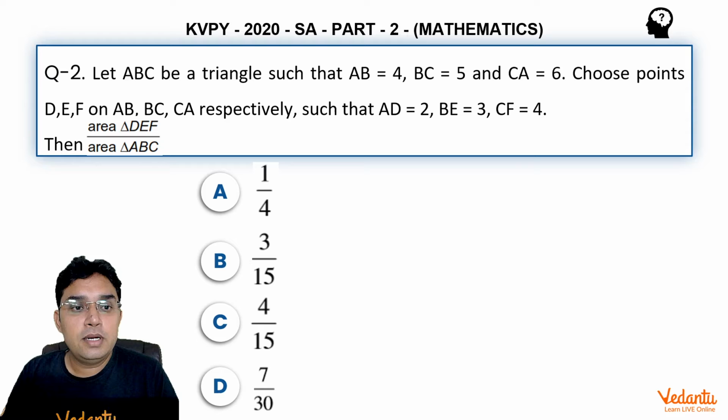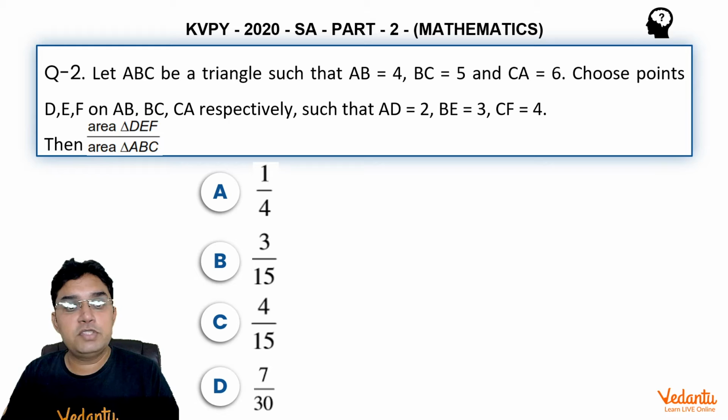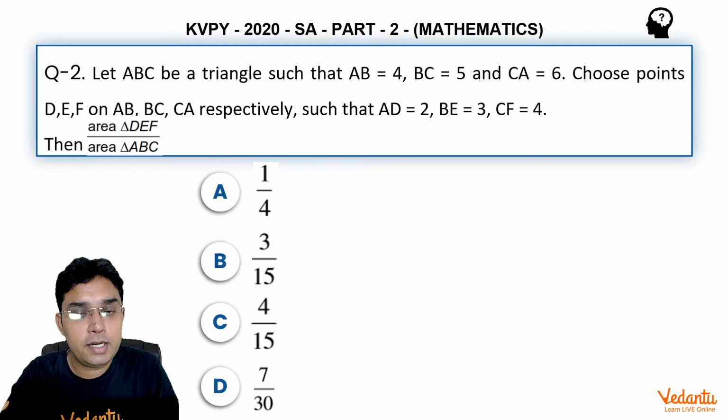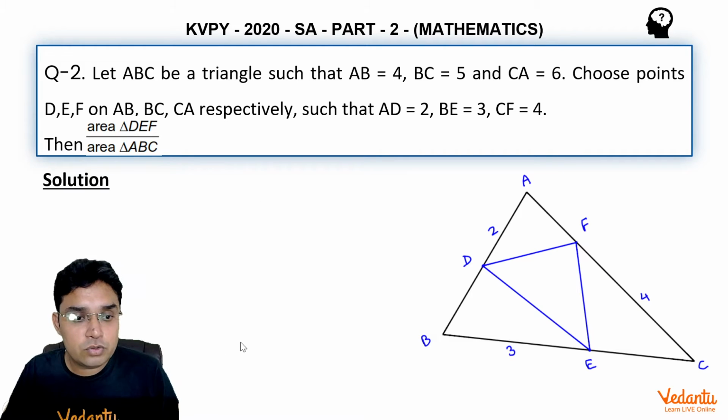Choose points D, E, F on AB, BC, CA respectively such that AD is equal to 2, BE is equal to 3, CF is equal to 4. Then area of triangle DEF upon area of triangle ABC is? And the options are 1 upon 4, 3 upon 15, 4 upon 15 or 7 upon 30. So let us see how to solve this question.